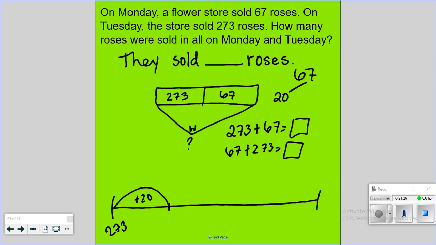273 plus 20. What number am I at now? Do not yell it at me. Finley? 293. Very good. And I went 20. Now what could my jump be? Layden, what do you think? 7. Okay, so Layden knows I have a 7 here I need to deal with. So let's jump 7. That actually gets me to a really friendly number. What friendly number does that take me to? 300.